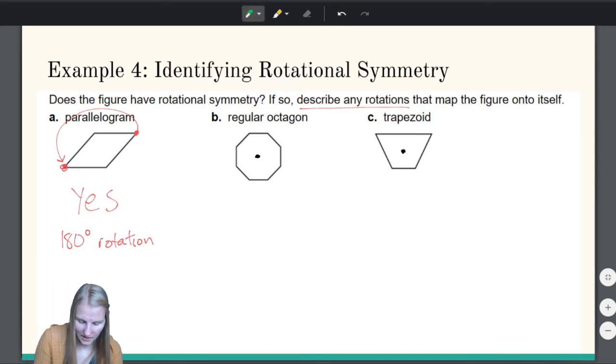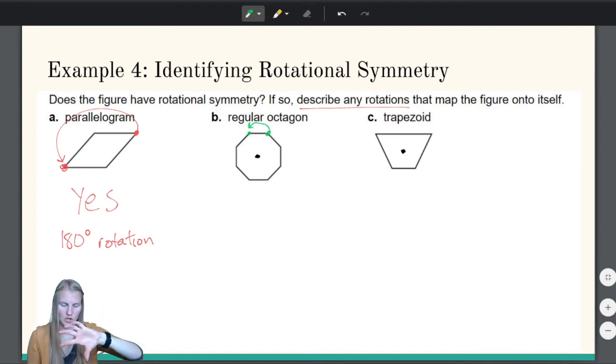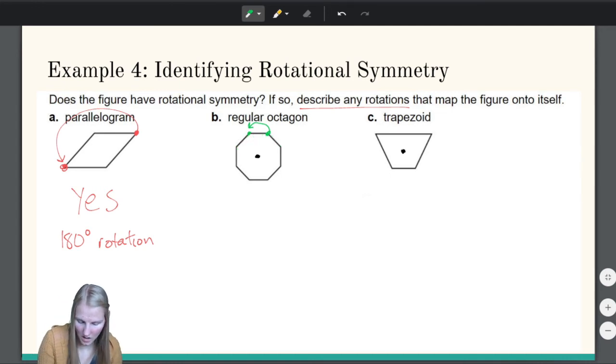New color. The octagon. Let's pick a point here. If I rotate it over here and I shift the whole shape around like this, will I get the same thing? Yeah, it'll just put this side here, this side will go here, this side will go here. So, this rotation works. Is that a 90 degree rotation? No, it's not. This would be a 90 degree rotation, which also works.